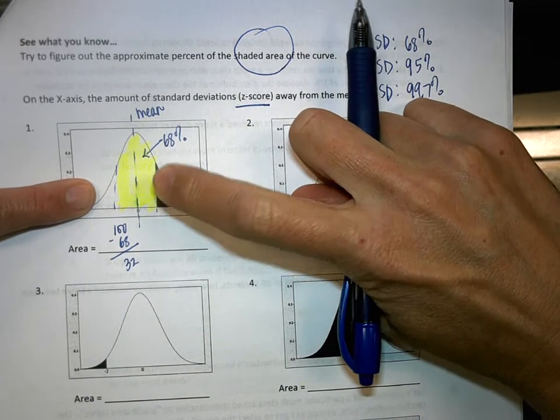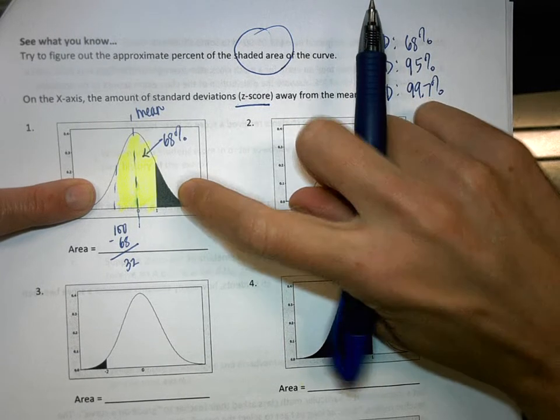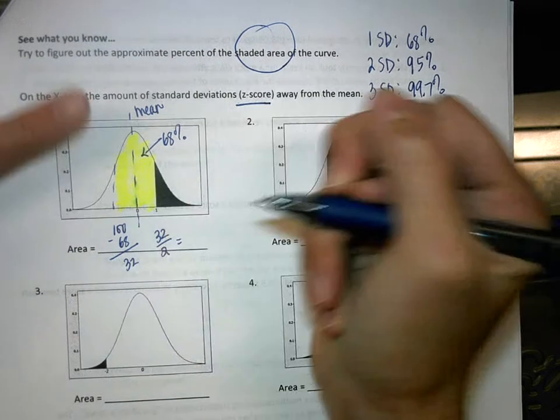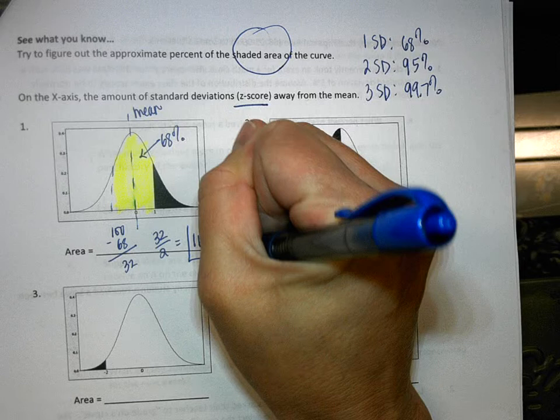So if I just want this one side, what would I do? 32 divided by 2. Good. So I'm going to go 32 divided by 2, which is 16. So that shaded portion is 16%.